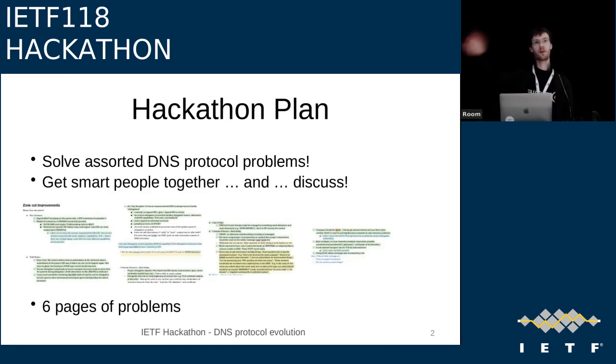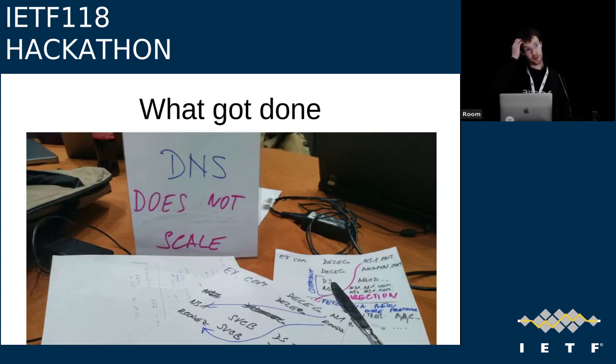We've gathered over 20 people discussing what we can do with DNS. We ended up with 6 pages full of bullet points with problems in the current protocol. So what can we do? Well, the plan was discussed, and on the napkin, we basically fixed half of these 6 pages.